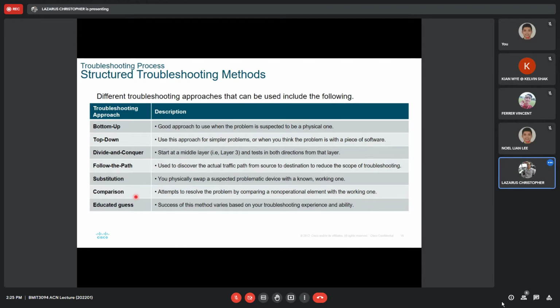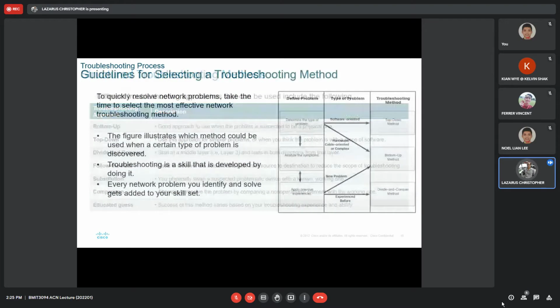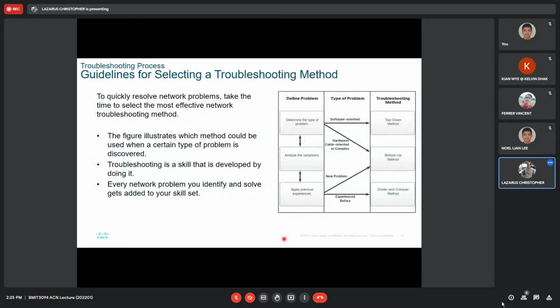Educated guess here, you have to be very experienced. It's very difficult to do an educated guess if you don't know what you want to guess in the first place, right? So this one is actually good for an experienced network engineer or network administrator. Okay, so which one do you choose? Depending on the situation, right?